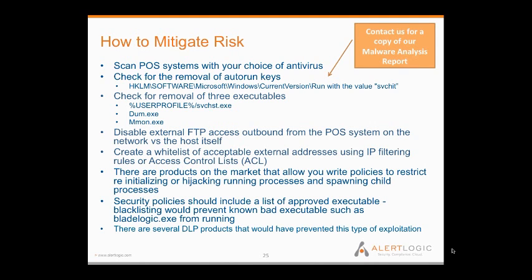And we get to how to mitigate the risk. Some of this is going to be basic security 101, but obviously your point-of-sale systems, you need to scan them with an antivirus. You need to make sure your updates, your signatures, are updated. You need to check for auto-run keys, particularly ones that you don't recognize. This one was CBC HIT, and like I said earlier, if you have it in auto-run that's not deleted, it's just going to start back up when you reboot the machine.